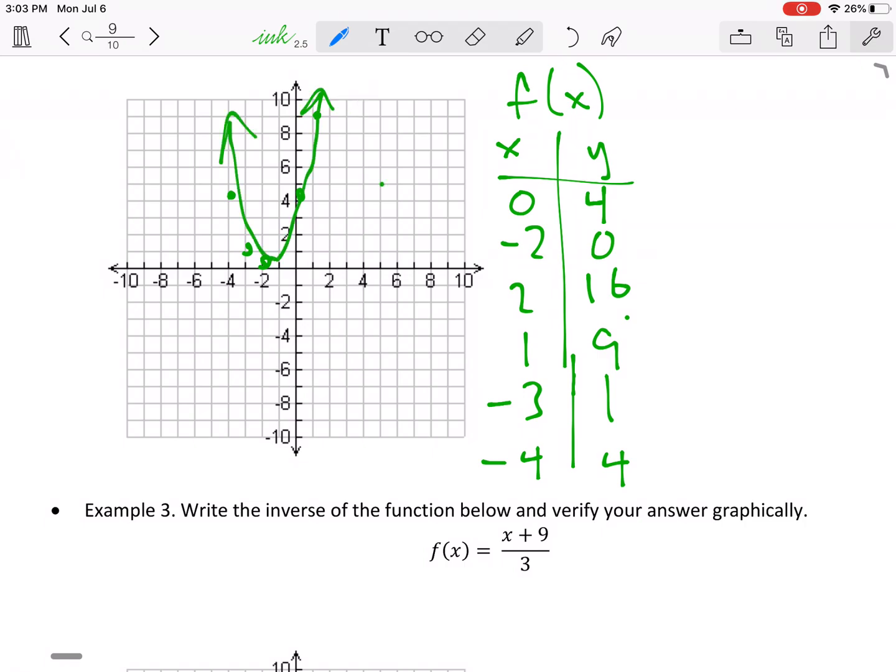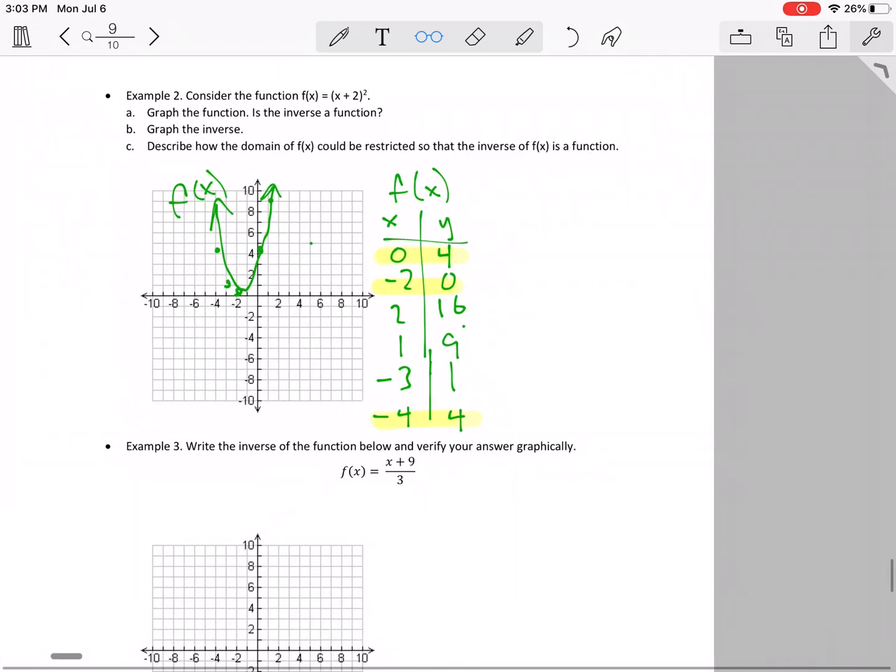Okay, so there's your f(x) function, the original. Now I did a lot of points here because I was trying to get a good idea of what it's going to look like. The ones I'll use as far as the mapping goes, I'll use (0, 4), (-2, 0), and (-4, 4). I'll use these three because that gave me a good idea of what the parabola looks like.